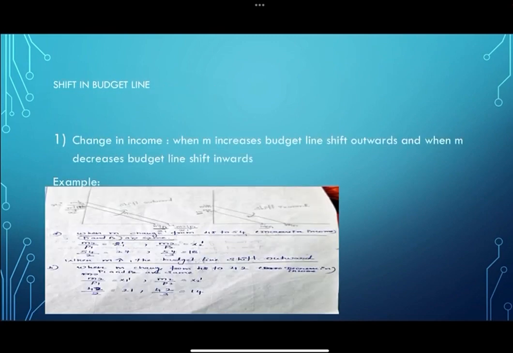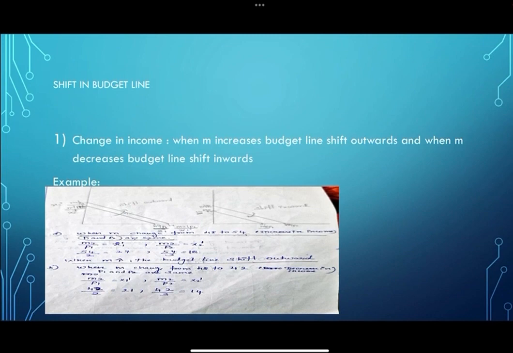Okay, next is shift in the budget line. The budget line shifts in various cases. If income increases, the budget line shifts outward, and if income decreases, the budget line shifts inward. Why does the budget line shift outward if income increases? It's a basic thing that everyone can understand.